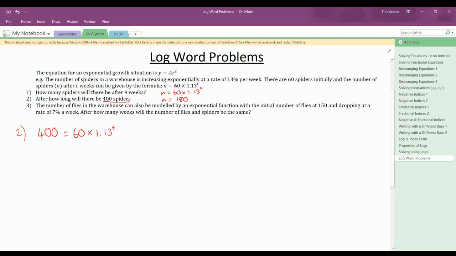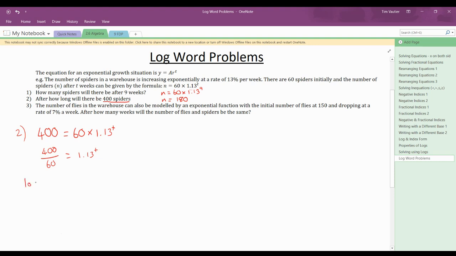One of the issues we've got here is the 60. We can't apply logs to both sides just yet, otherwise it's a little bit more muddly, but we can remove the 60 by dividing both sides by 60. So 400 divided by 60, and I'm going to leave it written as 400 divided by 60 because it doesn't simplify to a nice whole number. I could simplify it a little, but for now I'll leave it like that rather than go to 6.66. Now I can take the log of both sides.